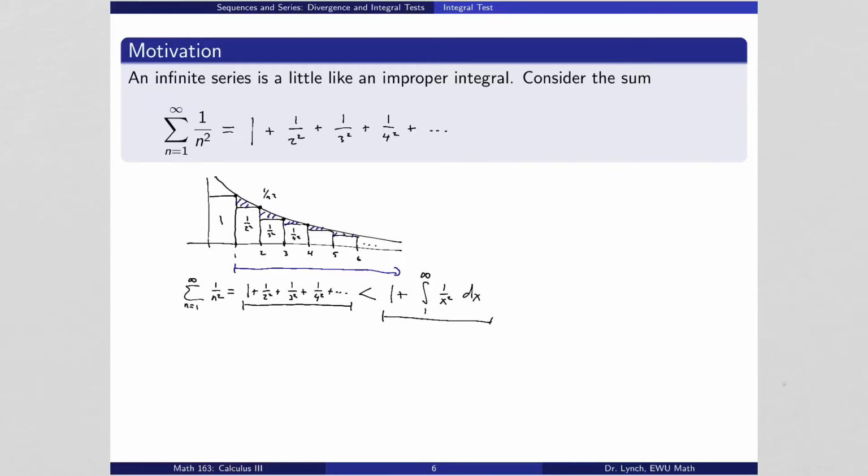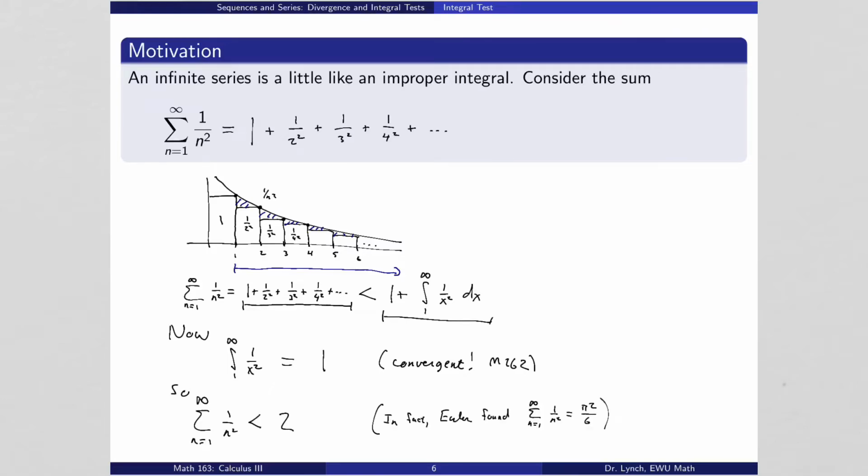Now, one thing we know is that this improper integral converges. It has a value of 1. So this was a result from Math 162. So therefore, we can say that the sum from 1 to infinity of 1 over n squared is strictly less than 2. Okay, in fact, it's pretty cool. Euler actually found that the sum of 1 over n squared from 1 to infinity is equal to pi squared over 6, which is roughly 1.64. In any case, definitely less than 2, definitely convergent.